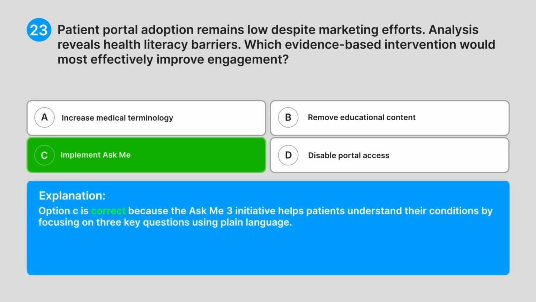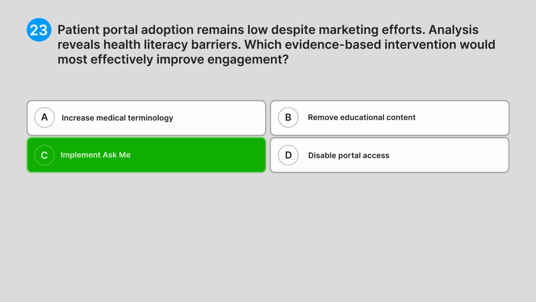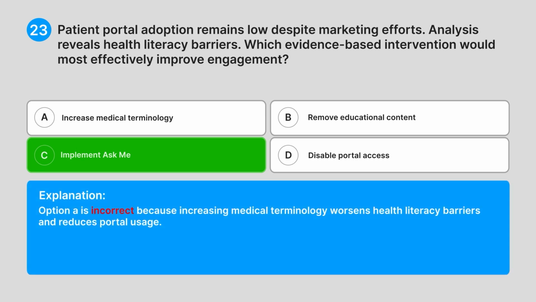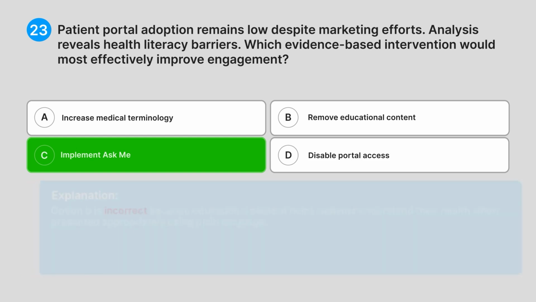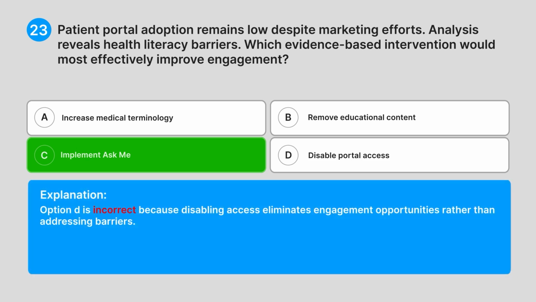Explanation: option C is correct because the Ask Me 3 initiative helps patients understand their conditions by focusing on 3 key questions using plain language. Option A is incorrect because increasing medical terminology worsens health literacy barriers and reduces portal usage. Option B is incorrect because educational content helps patients understand their health when presented appropriately using plain language. Option D is incorrect because disabling access eliminates engagement opportunities rather than addressing barriers.